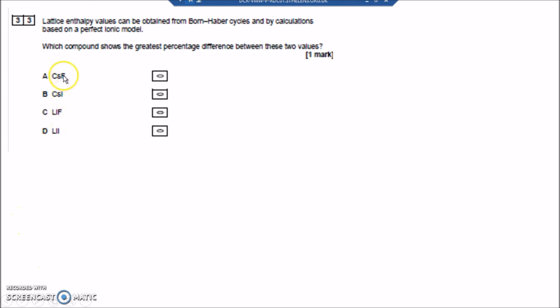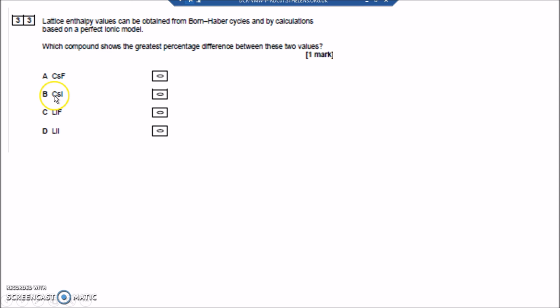F is very small. It's at the top of group 7, wants to gain one electron and will do so very easily because it's small. It will attract that electron close into its nucleus and it will be tightly held. That electron will be pulled in, attracted into the atom, to form F- very, very readily.